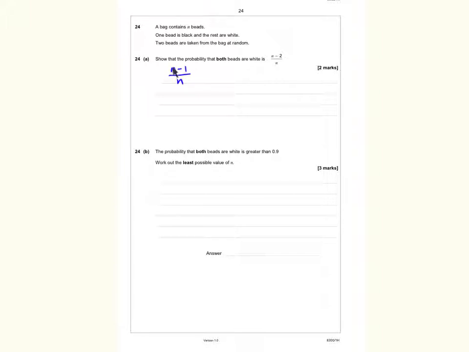Now, because we've already taken one, now there will be n minus 2 white beads left, and the total number of beads is now n minus 1. Okay, now writing either one of these fractions will give you the first mark, and the second mark is to say that we're going to multiply these and show how these cancel down. Okay, so you might want to show that these will cancel down like that, and then you're left with n take away 2 over n, okay, which is what was required here.